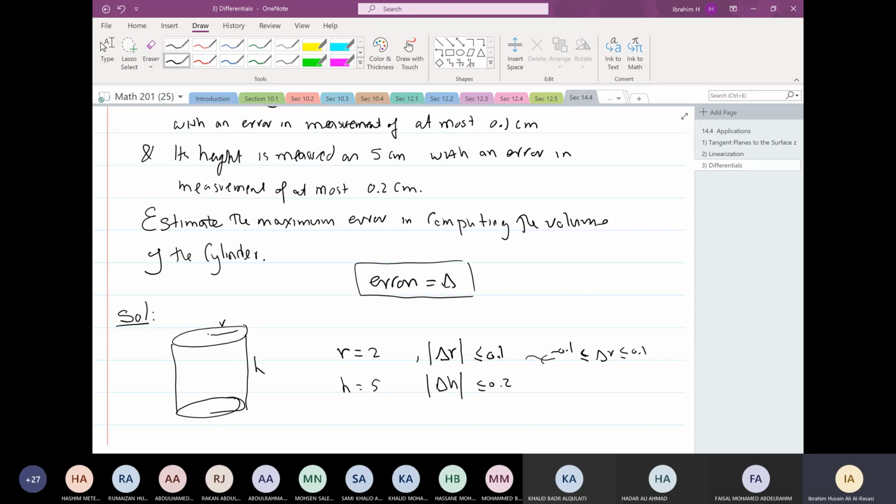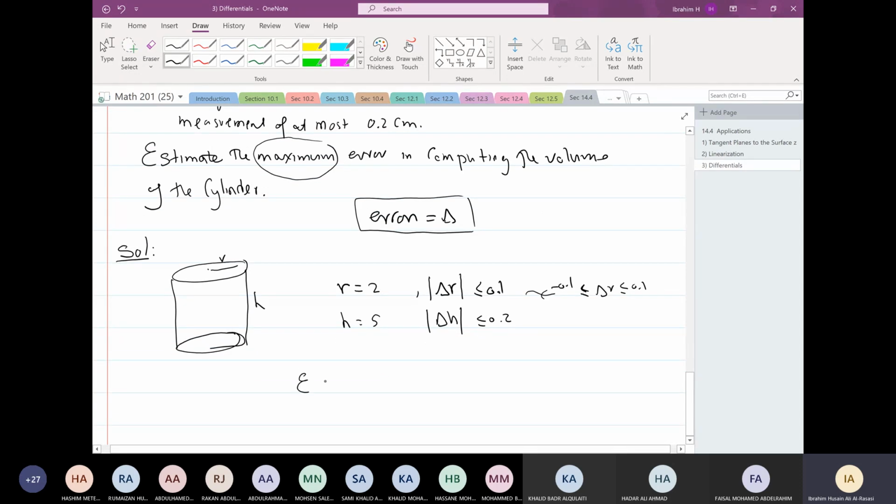Now the question, estimate. I will leave the word maximum for a while. Just estimate the error in computing the volume. So here the question, estimate what in notation? Error in computing the volume. What is the notation here? Estimate what? Delta V. Yes. Estimate error, delta V. So you translate the word into notation. So this is the question here.